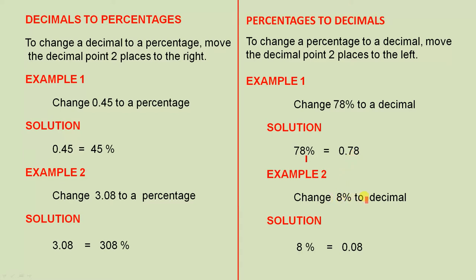Change 8% to a decimal. So here is the decimal point here. You move it 2 places to the left. 1, 2, which means you have to insert a 0. There's your decimal point, so it's 0.08.